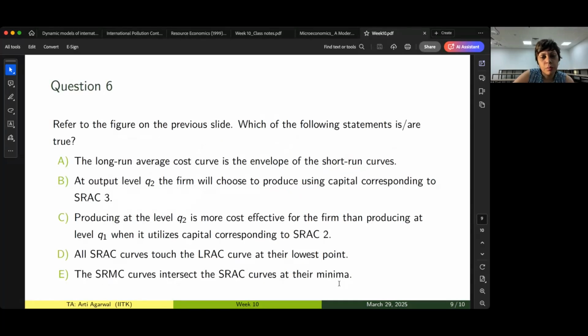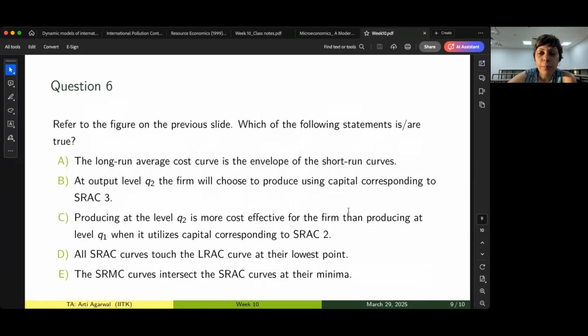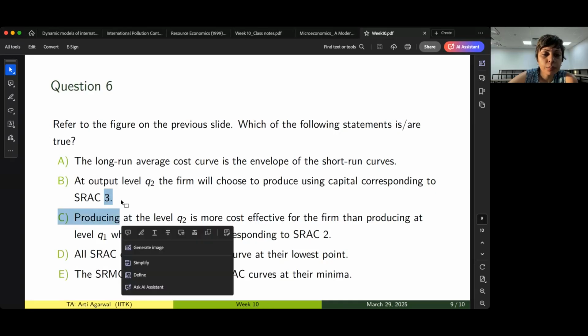At output level Q2, the firm will choose to produce using capital corresponding to SRAC3. Now let's see what is happening at the Q2 level. At Q2, you can see that the short run average cost is much lower than the short run average cost in the third run, SRAC3. You compare SRAC3 with SRAC2, that dotted line from Q2, it's intersecting the blue curve much lower than the brown curve, which means that the cost associated with the second run is lower. So it is not going to produce at capital corresponding to SRAC3. So B is not true.